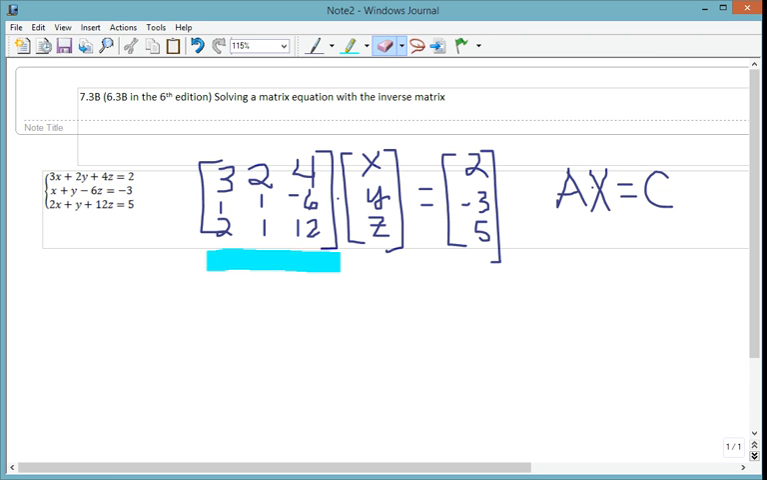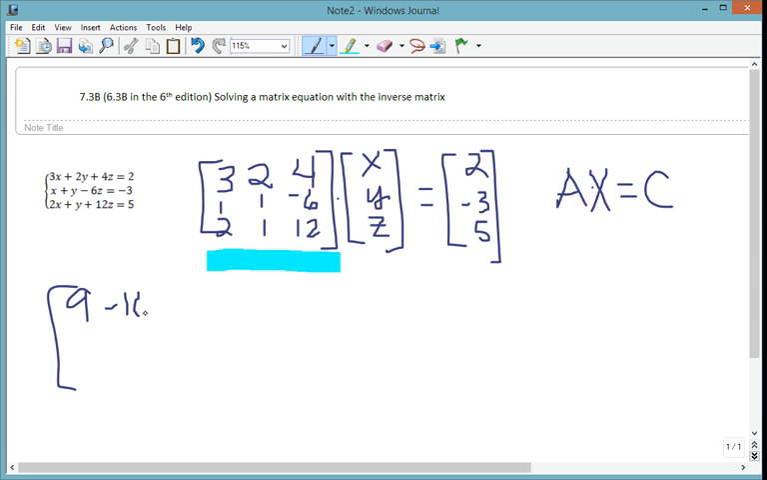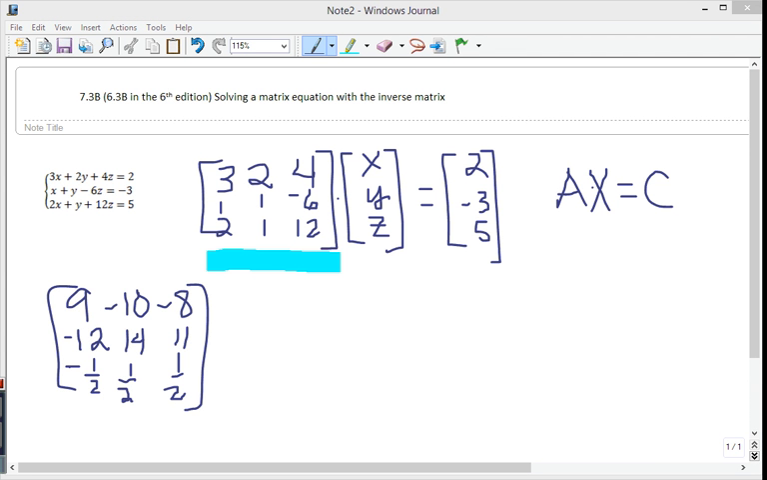is 9, negative 10, negative 8, negative 12, 14, 11, negative 1/2, and 1/2, and 1/2. Okay, so that's the inverse matrix.